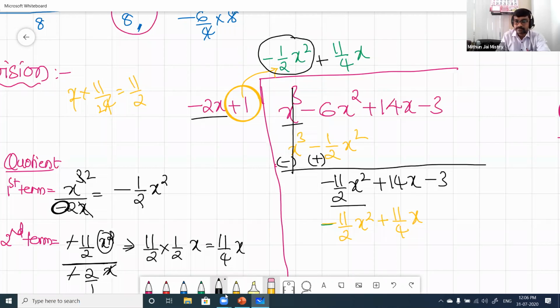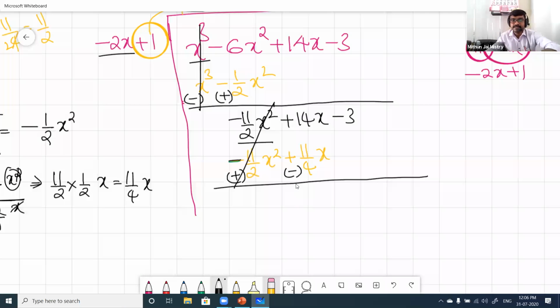Now, let me change the symbol. This minus will become plus. This plus will become minus. Now, minus 11 by 2 x square plus 11 by 2 x square will get cancelled. Now, what we have? We have plus 14x minus 11 by 4x. So, what is 14 minus 11 by 4?